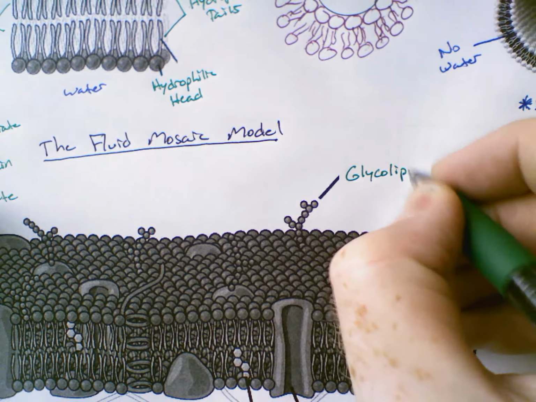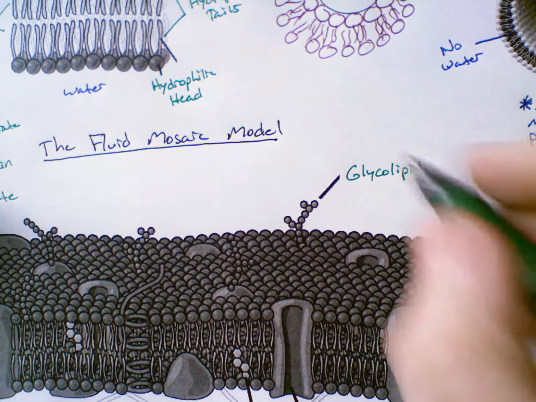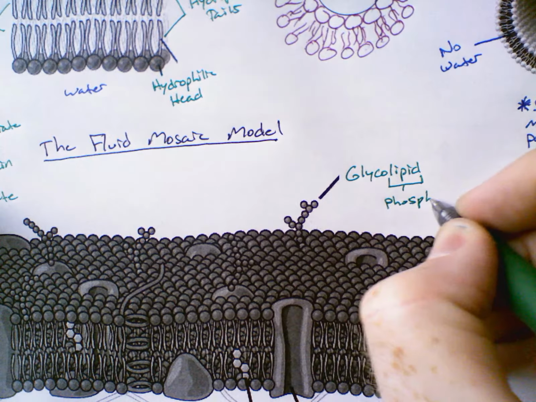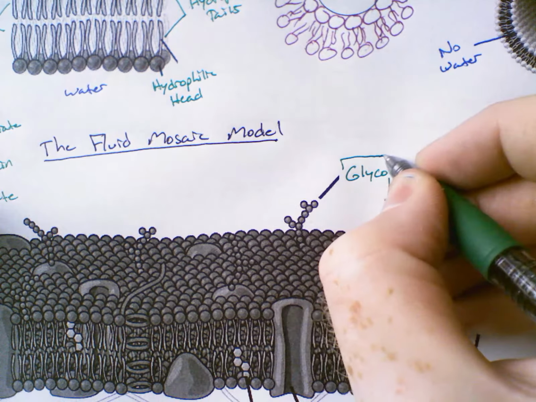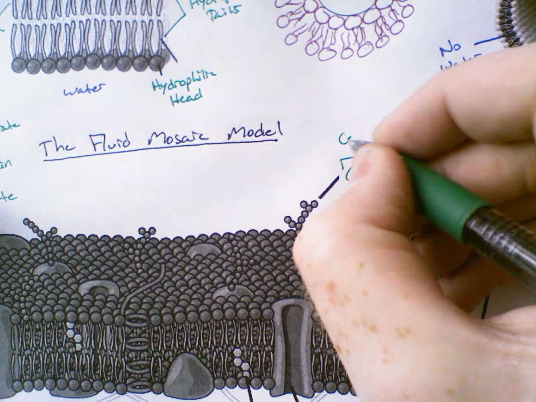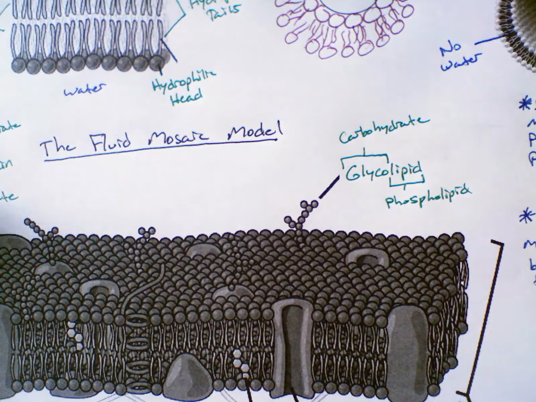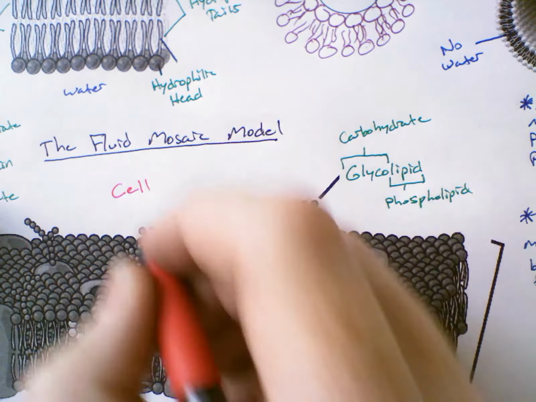What do you think makes up a glycolipid? Yeah, a carbohydrate and a lipid. In this case, the lipid is just a phospholipid. So it is a carbohydrate plus a phospholipid. Okay. Both of these, glycolipids and glycoproteins, are in charge of cell signaling.